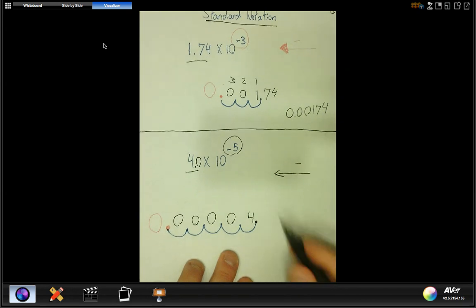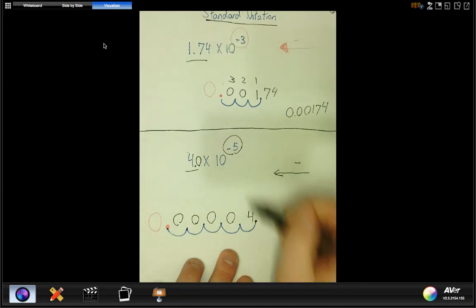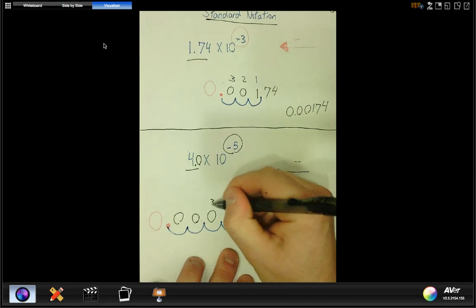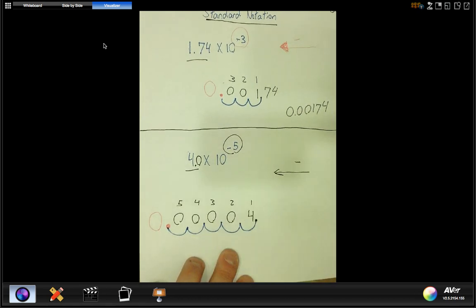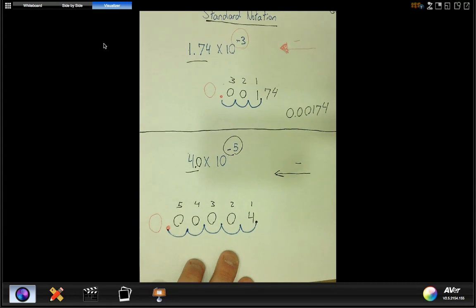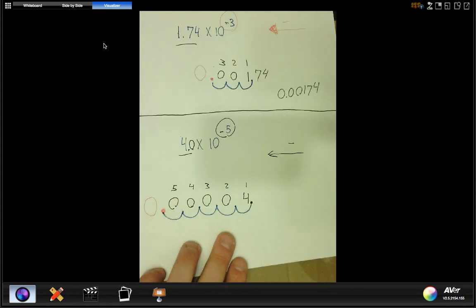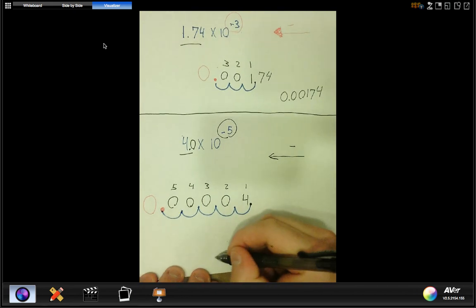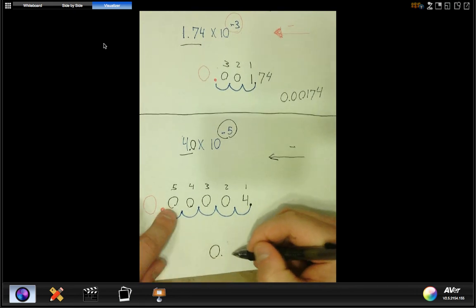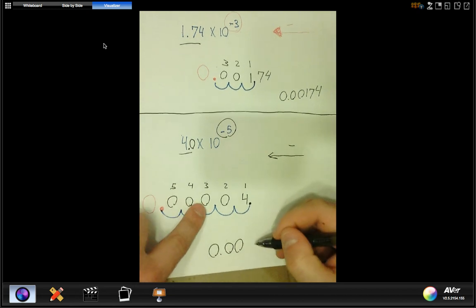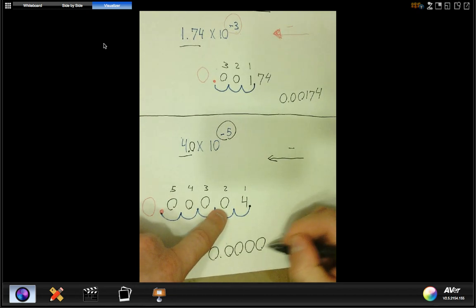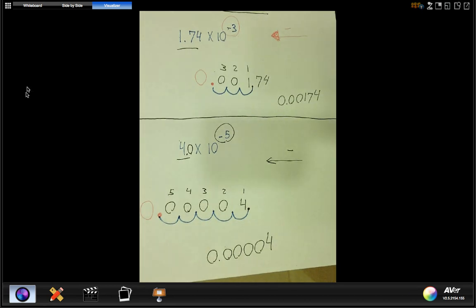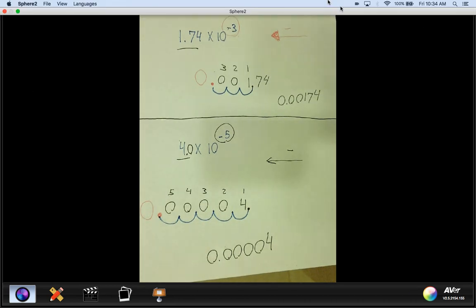If I want to double check my work, I should have 5 numbers inside the values. 1, 2, 3, 4, 5. I know that is correct. Now I can just write it nice and clean on my answer sheet. So my answer is 0.00004. Right. I will pause there.